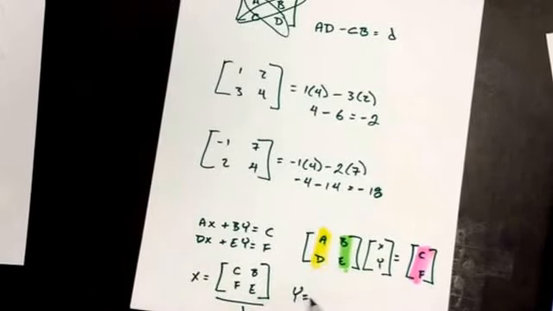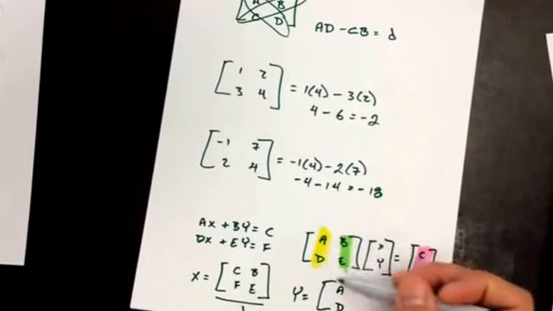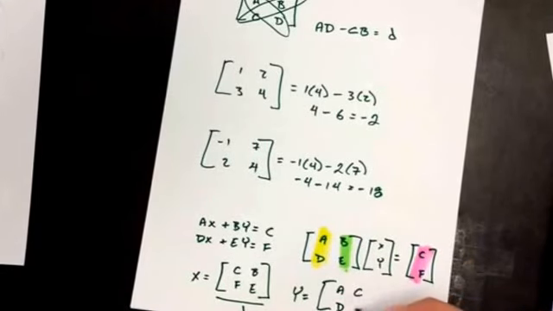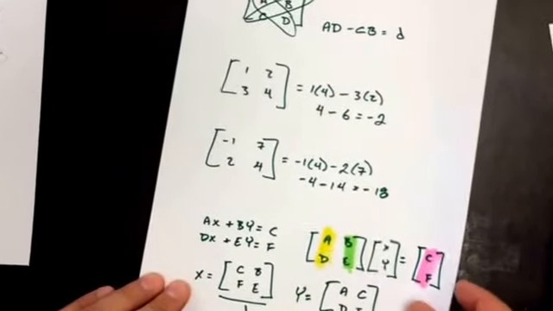Y is going to equal, since I'm trying to solve for y, the x's are going to stay the same, so a, d is going to still be there. The y's are going to be moved, and it's going to be c, f, and that's going to be over the determinant. Okay, so I'm going to do an example of this right now.